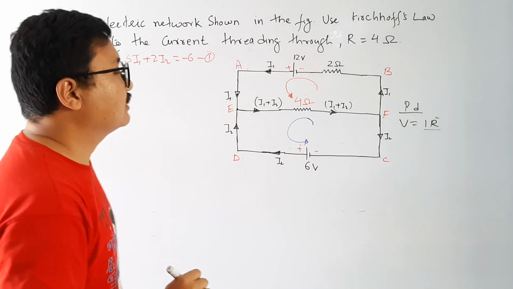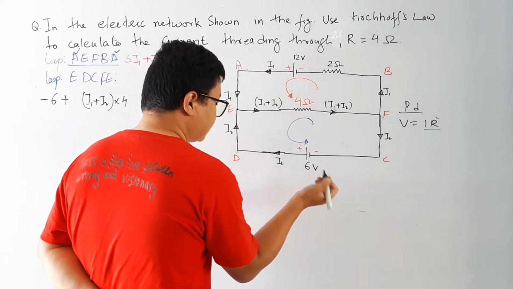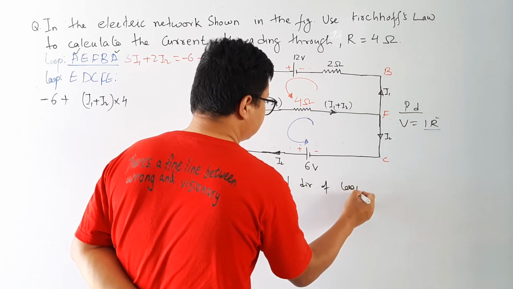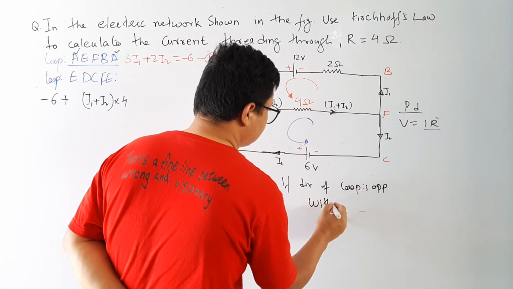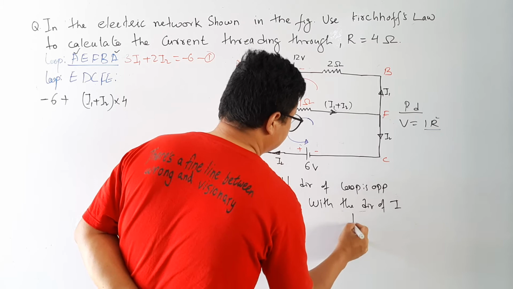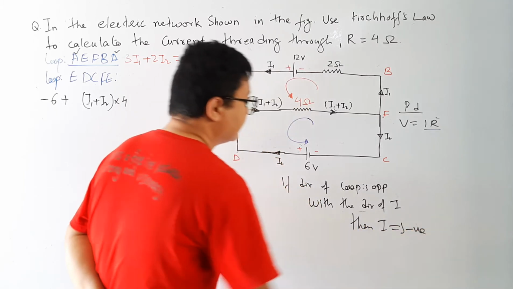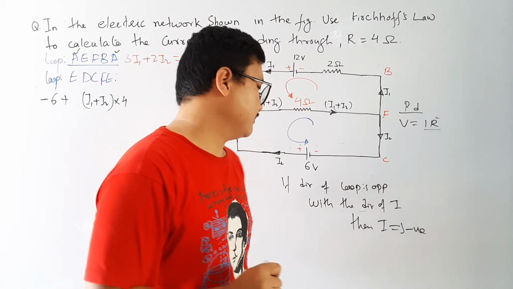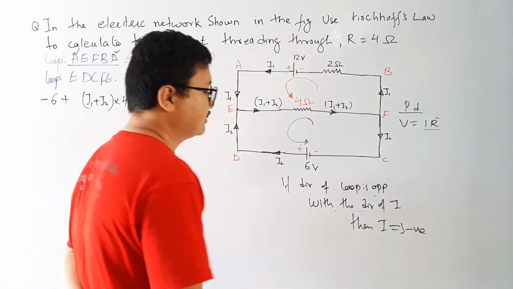Okay, again we have to see the sign convention. The sign convention says that if the direction of the loop is opposite to the direction of current, then the current is taken as negative. If they are opposite to each other, then the value of current is negative.